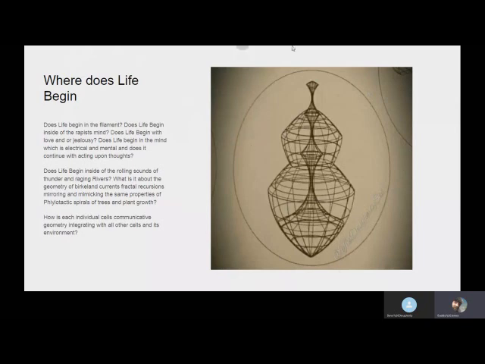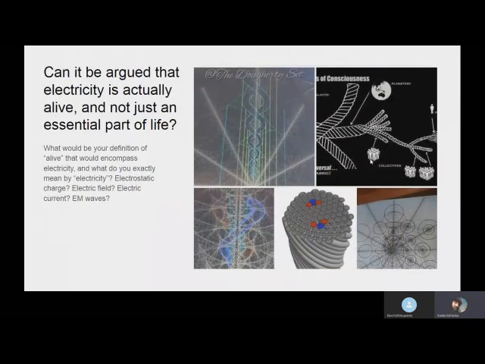So surface tension has a lot to do with everything, and how us as humans have skin, and we can feel and get the chills and have our gut instincts, how everything is connected through the outside and inside of things. Can it be argued that electricity is actually alive and not just an essential part of life? So is geometry alive? Is it live, or is electricity alive?